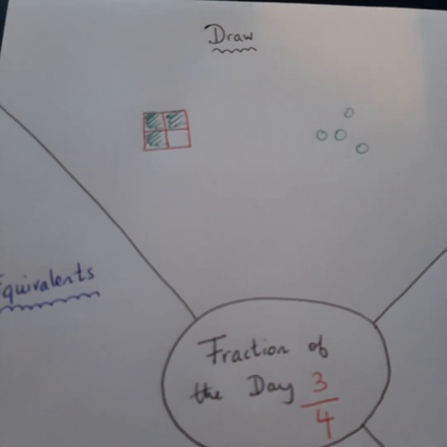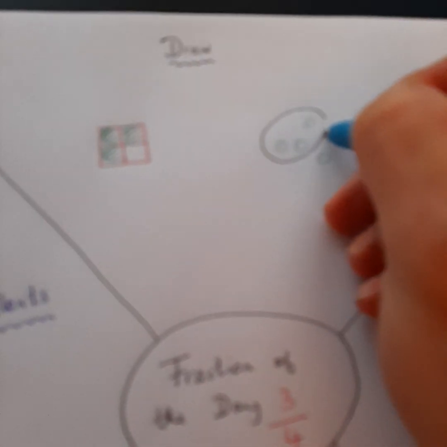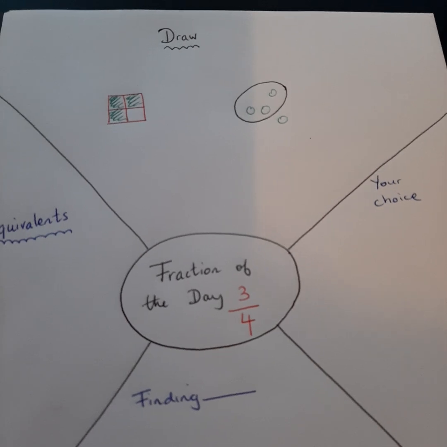Or I might do 4 dots, and I might circle 3 of the 4 dots. I circle 3/4 or whatever. Come up with your own inventive ways of drawing 3/4.